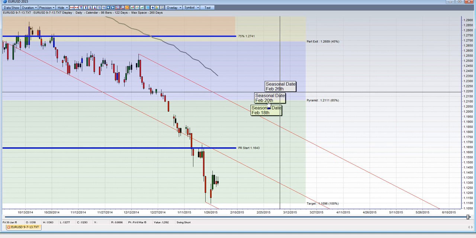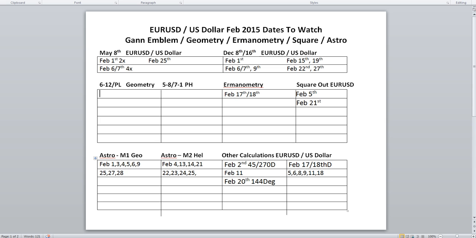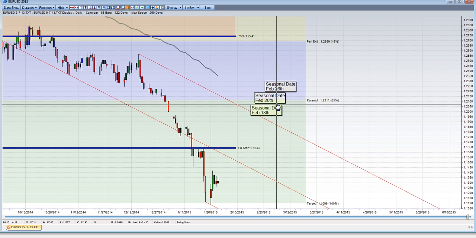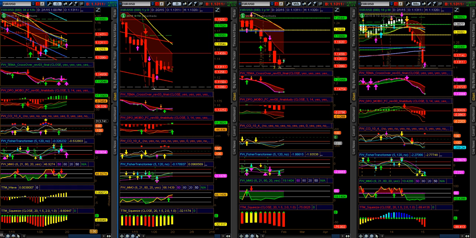Same with the seasonal dates, 18th, 20th, 26th. You can see that some dates here line up with ergonometry, as you see the 18, the 20, it's a 144 degree right there. And what are the dates I have here? The 18, 20, and the 26. I don't know if there's a 26 here. See, I don't have a 26 here. 25th, close.